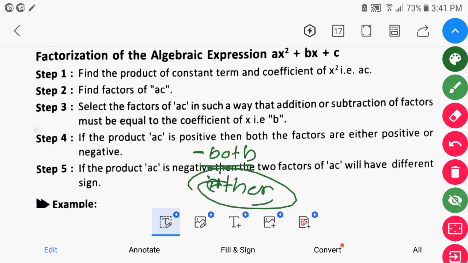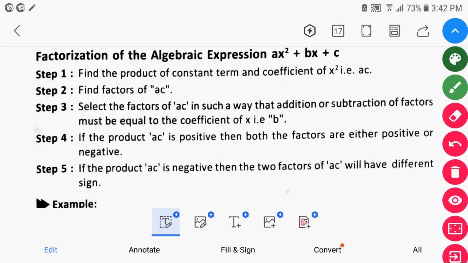Now, who will decide whether both factors are negative or either one number is negative? We have to see the sign of this AC. If this AC is positive, then both factors can be negative or maybe positive. If this AC is negative, then one of the two factors is negative and one is positive, meaning the factors have different signs. The factors have the same sign, negative negative or positive positive, if AC is positive.